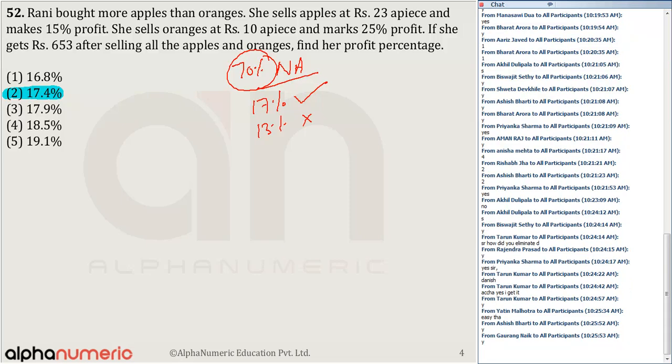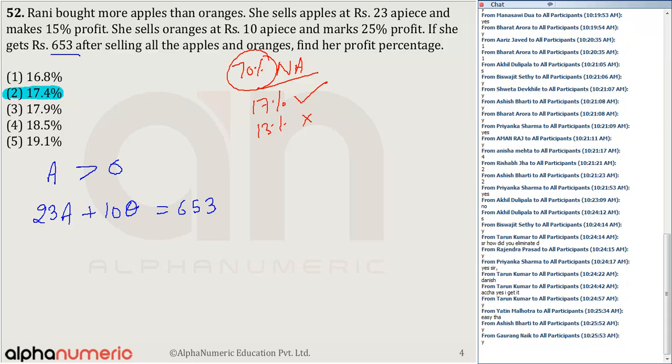Now it says Rani bought more apples than oranges. So the quantity of apples is more than the oranges. C sells apples at 23 apiece, so 23A, and makes 15% profit. C sells oranges at 10 apiece, so plus 10 oranges, representing oranges by theta, 10 theta. And the total C is getting rupees 653, so this is equal to 653. Find her profit percentage.